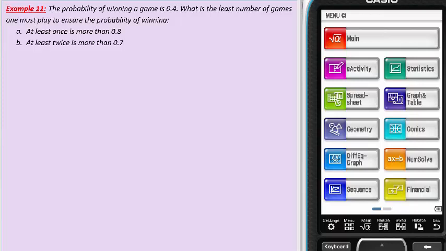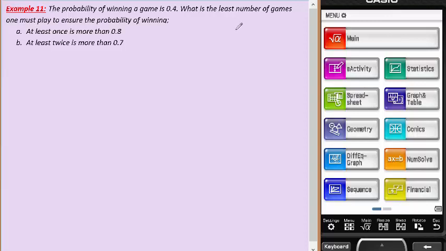We've got a question here where we need to find the sample size, and we've got a couple of different circumstances, and they do get a little bit tricky. First thing we want to do though is make sure we have the general information right for the question. So it says the probability of winning the game is 0.4. So in all cases, P is going to be 0.4. Therefore, Q will be 0.6. Worth keeping that in mind.